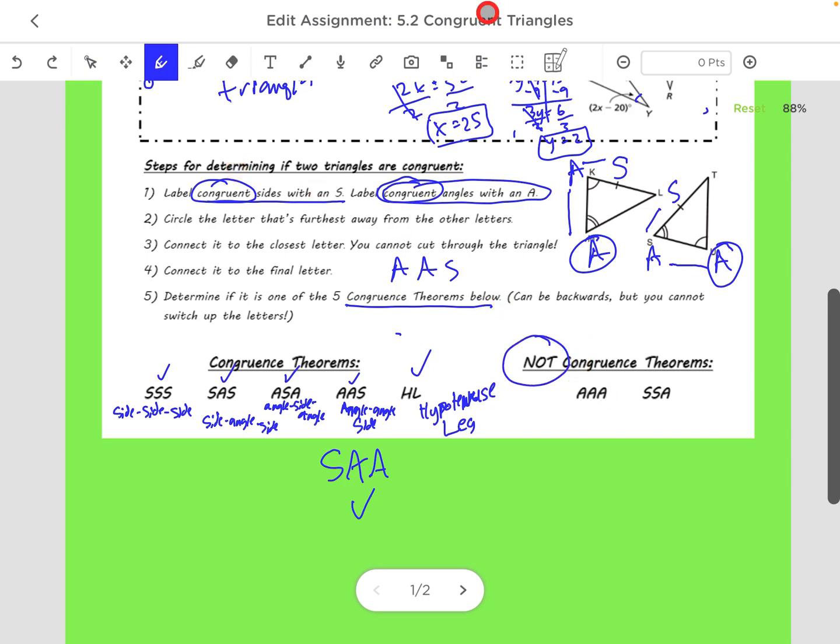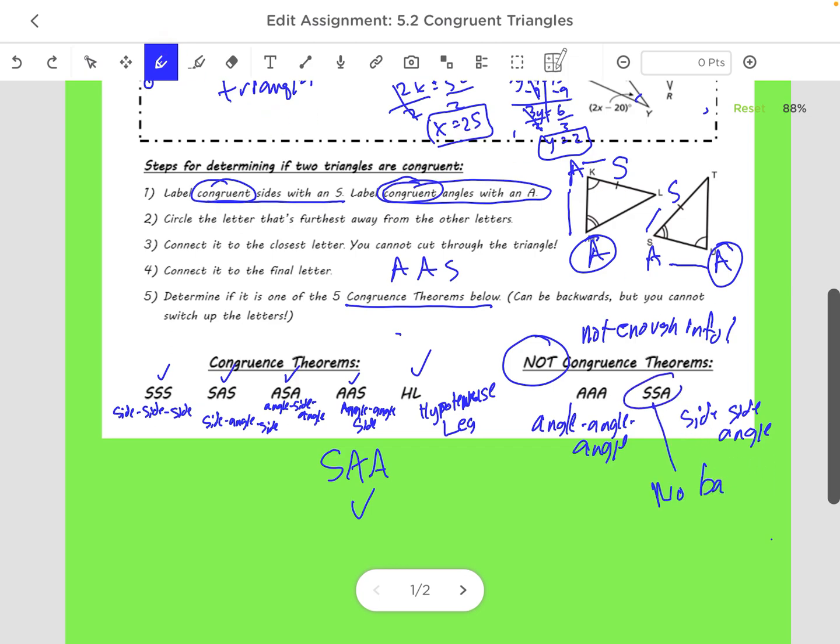Okay, if it's any of these, it is not congruent. If it's AAA, angle, angle, angle, that's not enough. Not enough info to tell us that these are congruent. Or if it's SSA, which is side, side, angle, and this one backwards is a bad word, so no bad words either. So any of these two, it's not. If it's any of the other combinations, it is.